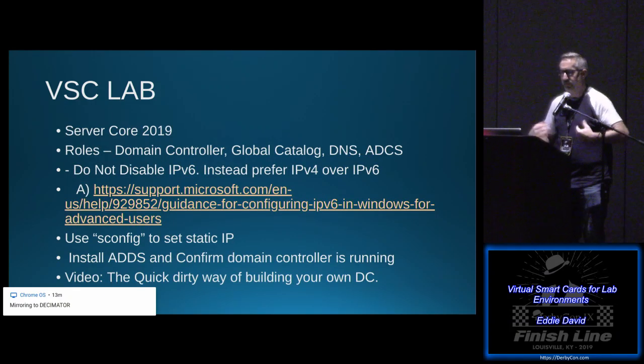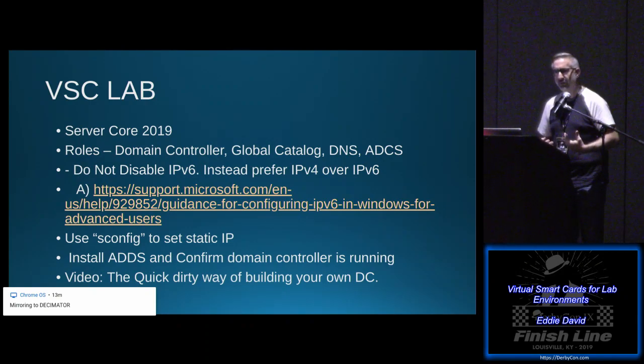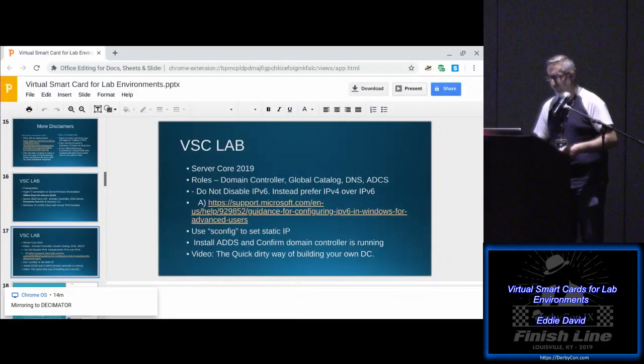So along with that, I don't disable IPv6. There's actually some Microsoft guidance on what they prefer you to do, which is there's a registry key to prefer IPv4 over IPv6. And I'm going to use sconfig to set a static IP. I'm going to install ADDS and confirm my domain controller is running. And I'm just going to give you a very quick demo of a dirty way to set up your own domain controller using nothing but Server Core.